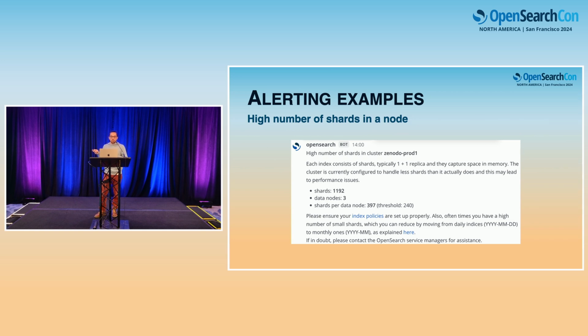This is a simple one. So what I really like is that if a customer goes and stores many shards in a single node, we have a chance to explain it, first of all, saying, look, this number of shards are maybe too many. They capture space in memory, and your cluster is not ready to achieve this kind of performance. So this is your data nodes. This is the shards you store per data node, and this is the threshold that we recommend for you to store. So don't go over that because there may be some performance penalties.